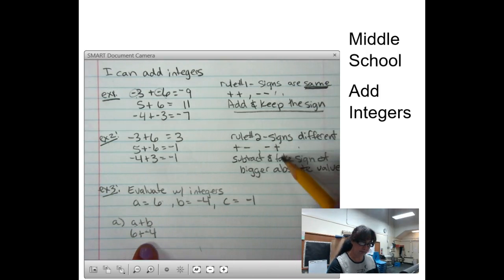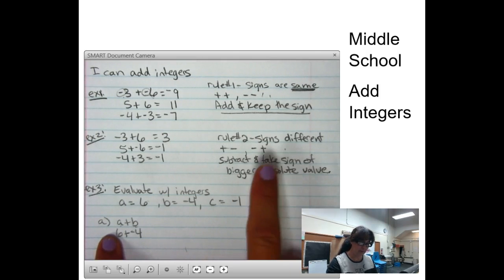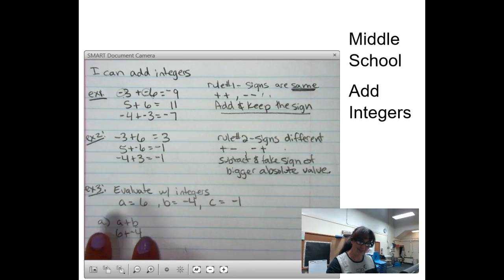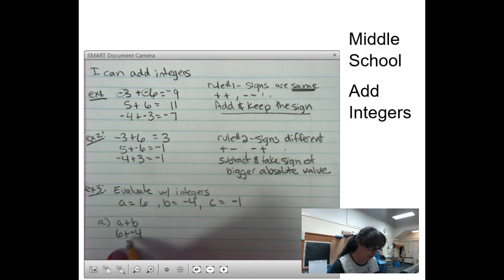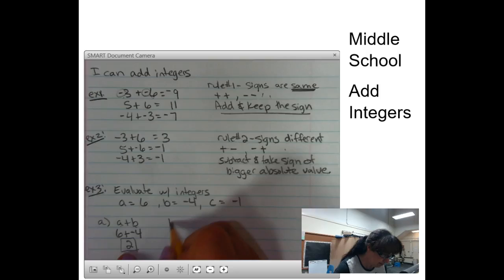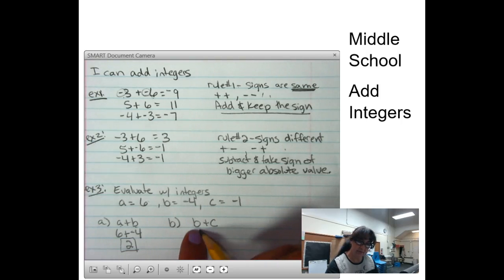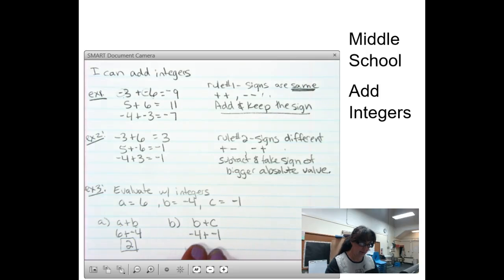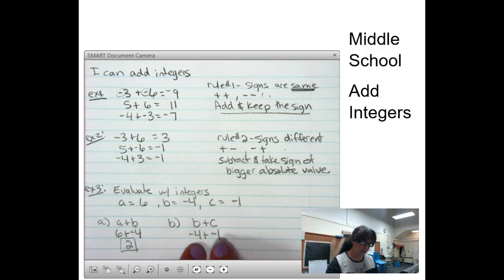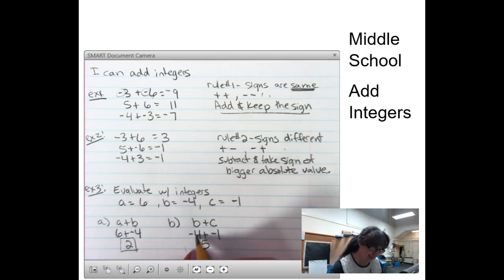Is that rule number 1 or rule number 2? Are the signs the same? This one's positive and this one's negative. So they're different. Rule number 2, so I'm going to subtract. 6 minus 4 is 2. Do I have more positives or more negatives? I have more positives, so it's going to be a positive 2. Okay. B might say B plus C. So I take what B is and I substitute it in for B, and I take what C is and I substitute it in for C. So I have negative 4 plus negative 1. And then I check, is that rule number 1 or rule number 2? Well, negative and a negative, they're the same. So I'm going to add them together. 4 plus 1 is 5, and I'm going to keep the sign. It's a negative. So negative 5 is my answer for that one.